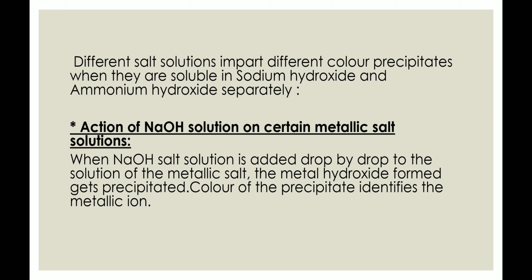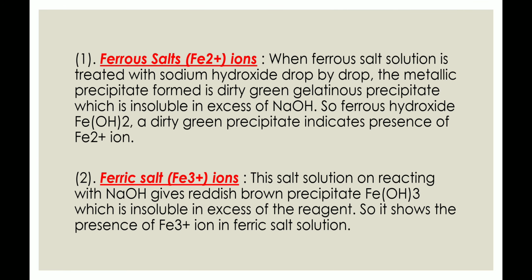When sodium hydroxide solution is added drop by drop to the solution of the metallic salt, the metallic hydroxide formed gets precipitated. Precipitated implies the insoluble part. So the color of the precipitate identifies the metallic ion.